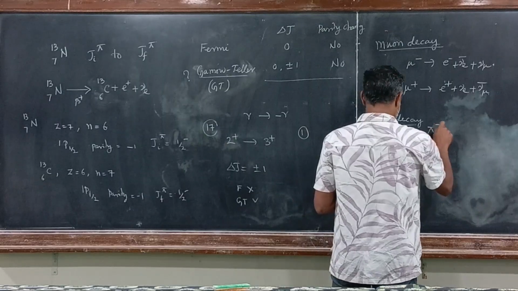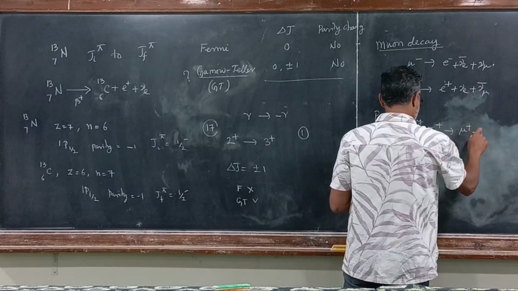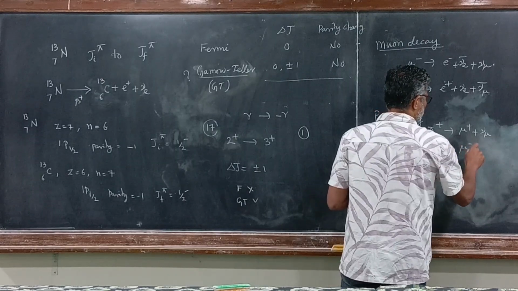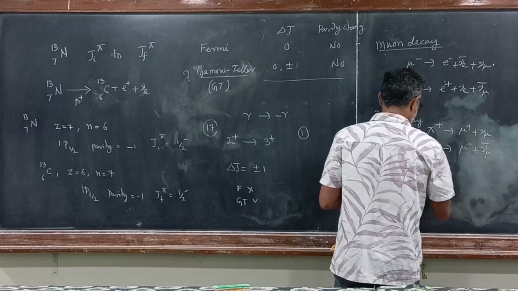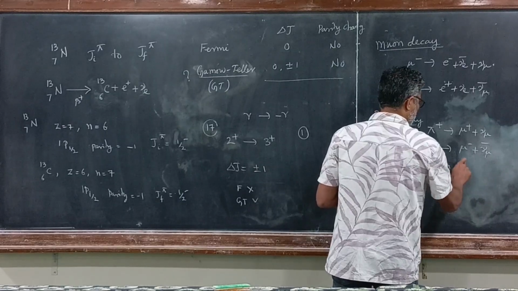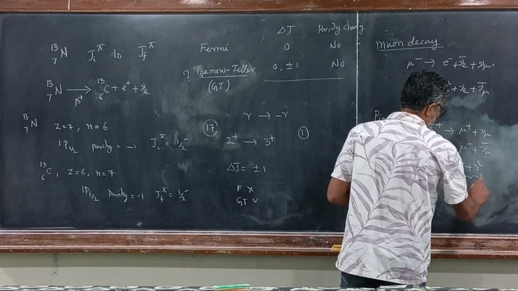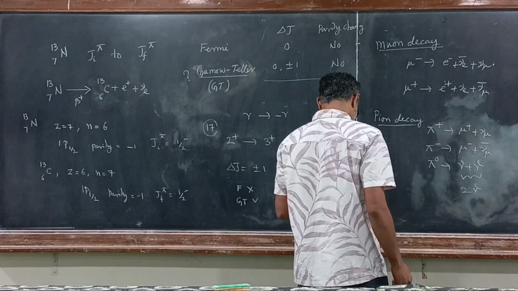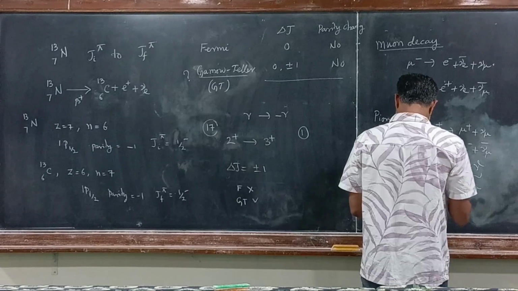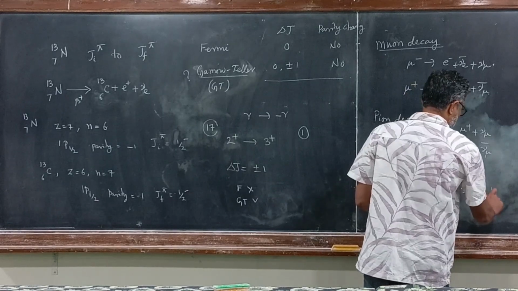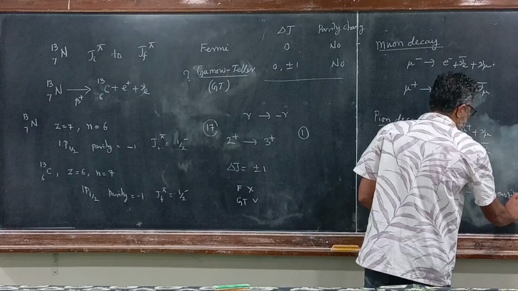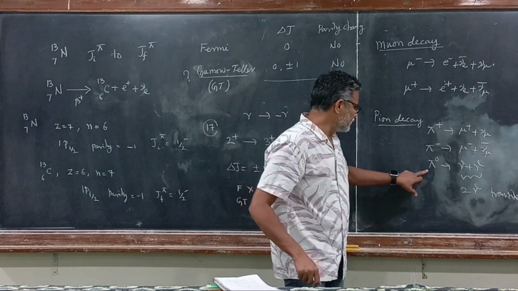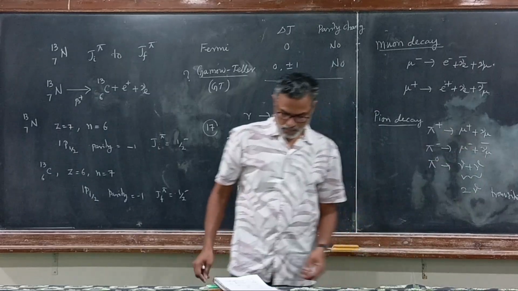So this pi plus goes to mu plus plus neutrino. Pi minus goes to mu minus plus anti-neutrino. And the pi 0 goes to gamma plus gamma. And this is called the 2 gamma transition. Okay? So we say that it's a 2 gamma transition, either pi 0 or neutral elementary particles will convert into gamma transitions.